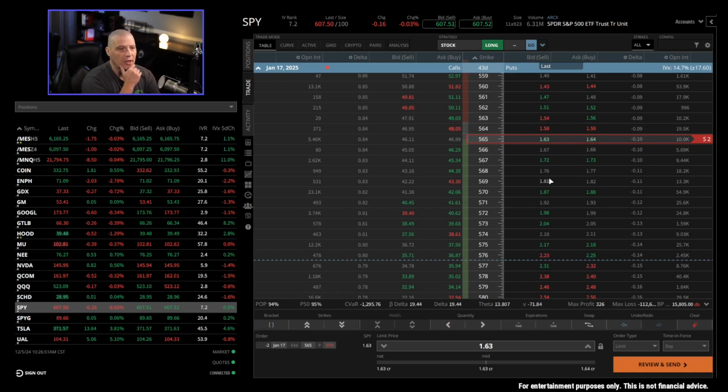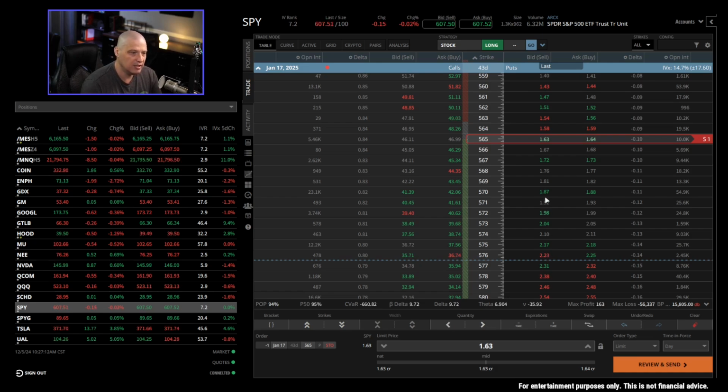Or if you're running the wheel, now you're at risk of having to accept assignment of 200 shares rather than just 100 shares, right? That is an extremely large amount of risk you just added for an extra $1.63 in credit, and you didn't need to do that.